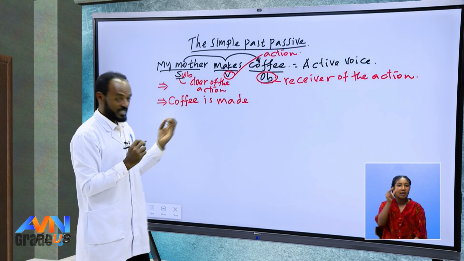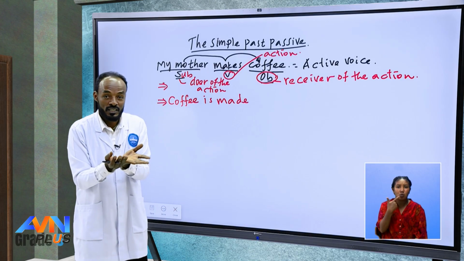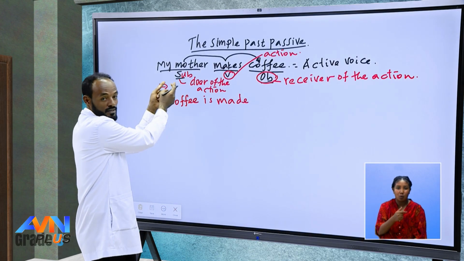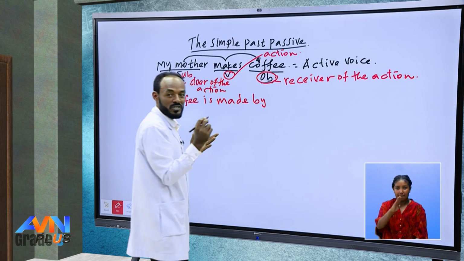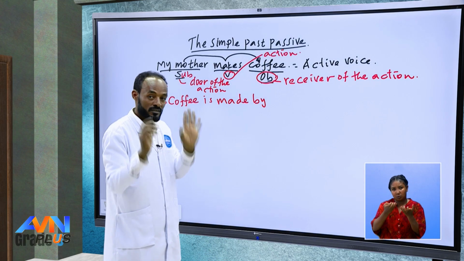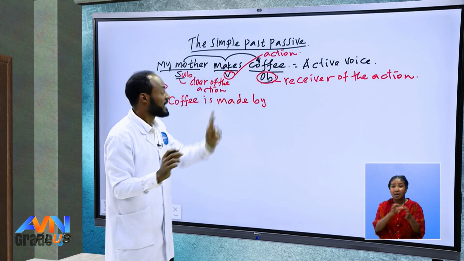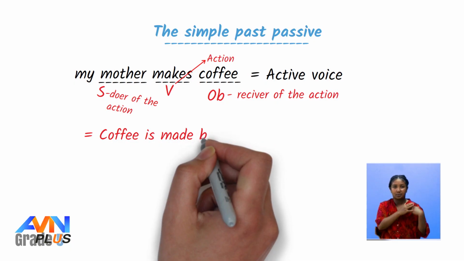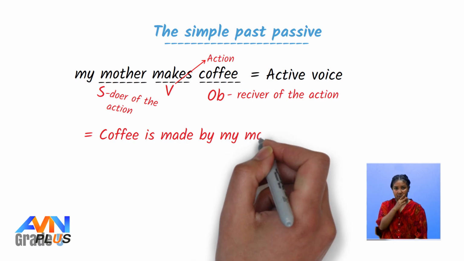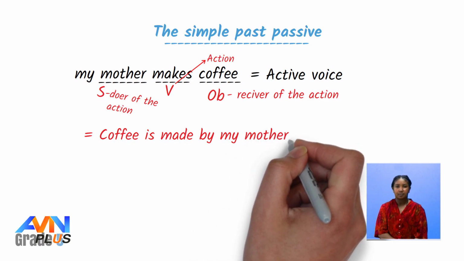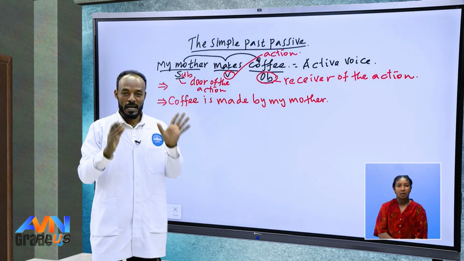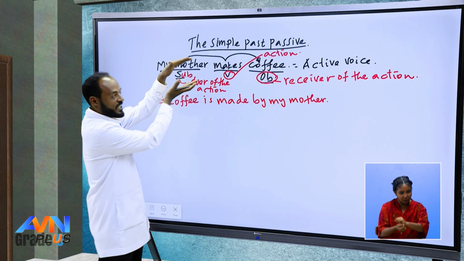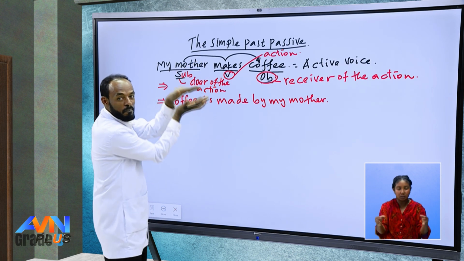Coffee is made. Who is the doer of the action? My mother, isn't it? So, the by structure can be used if you want to talk about or express the subject. By my mother. Bravo. Now it is time to change the given sentence into past tense.